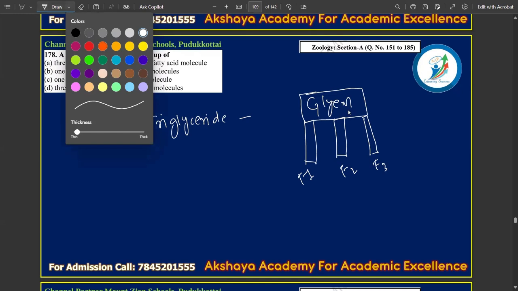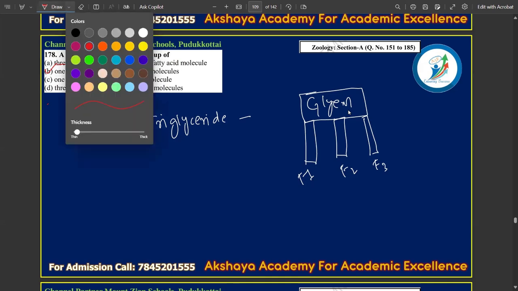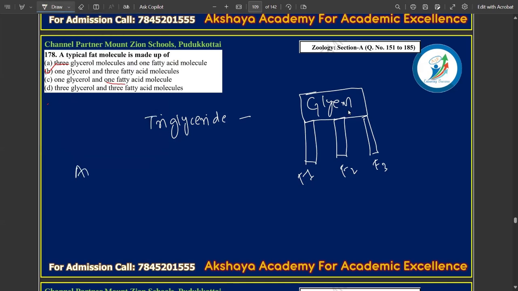Considering that in mind, let's see. Three glycerol molecules, so there's no three glycerol molecule. One glycerol molecule, three fatty acid molecule is true. One glycerol and one fatty acid, no, it is monoglyceride, one fatty acid. Three glycerol and three fatty acid, no. So here the answer is B.